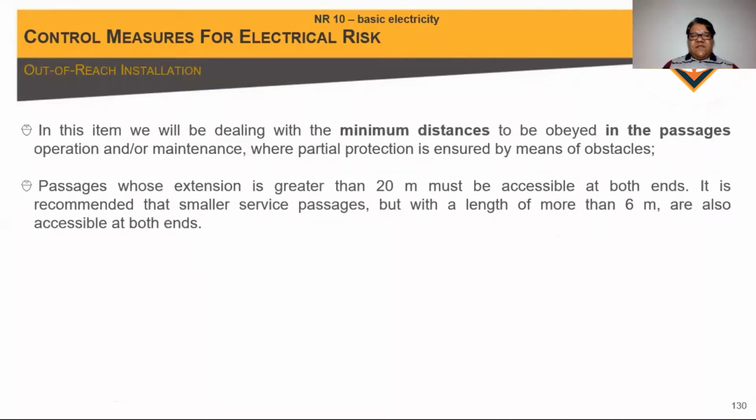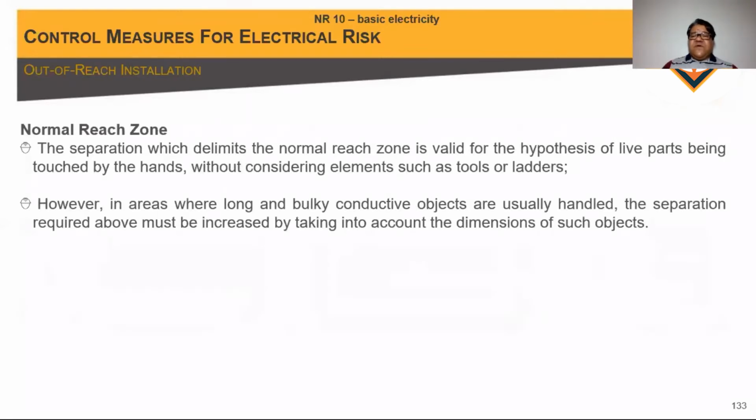Out of reach installations. In this item, we will be dealing with the minimum distance to be obeyed in the passage, operation, and or maintenance, where partial protection is ensured by means of obstacles. Passage which extension is greater than 20 meters must be accessible at both ends. It is recommended that smaller surface passages but with a length of more than 6 meters are also accessible at both ends. The normal reach zone.